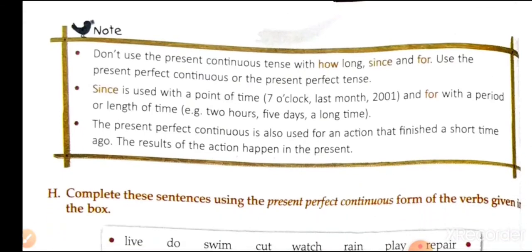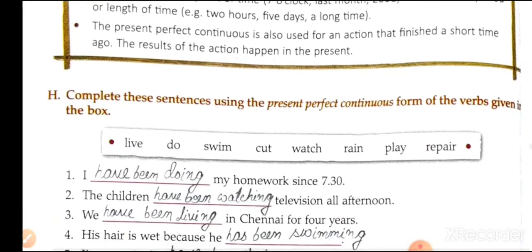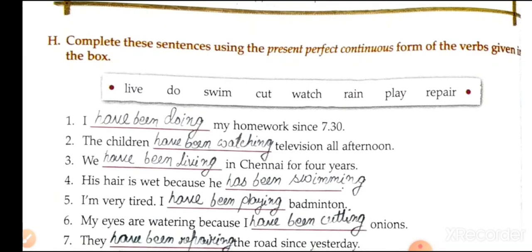The present perfect continuous is also used for an action that finished a short time ago. The results of the action can be seen in the present. Complete these sentences using the present perfect continuous form of the verbs given in the box. Lived, do, swim, cut, watch, rain, play, repair.